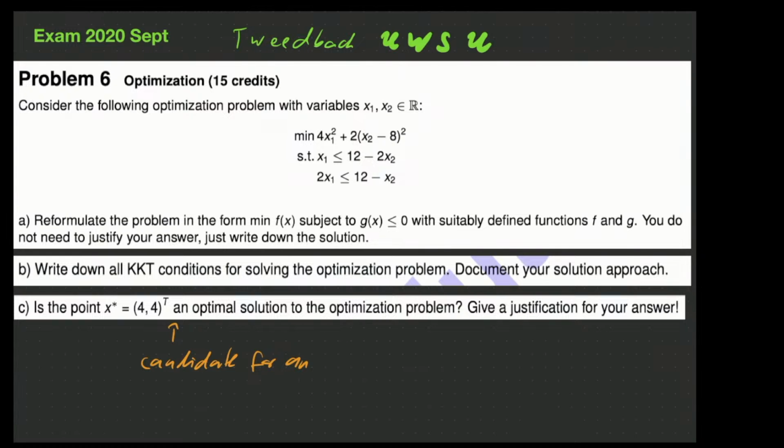Once you're done, I'll again be interested in your assessment of how hard that problem was. So there's another tweetback quiz asking you for that.